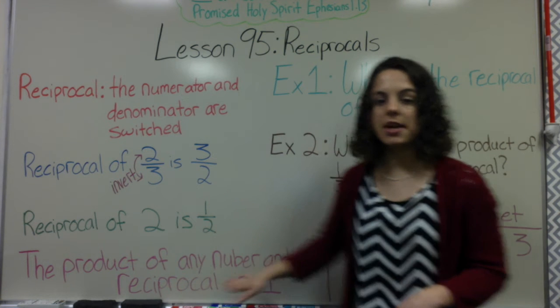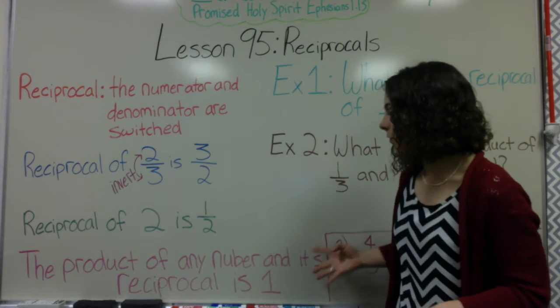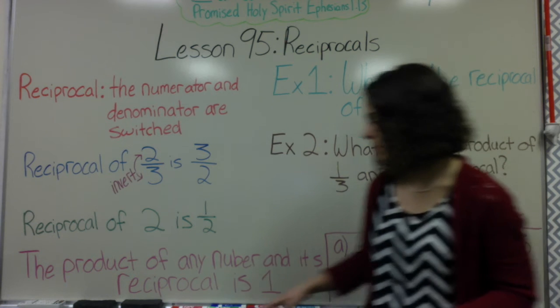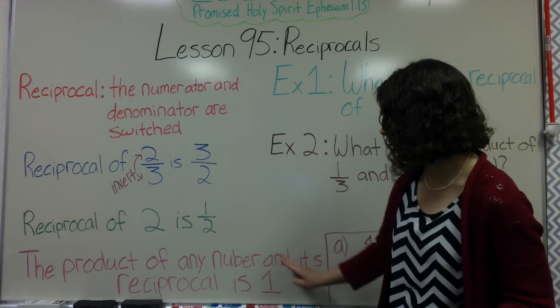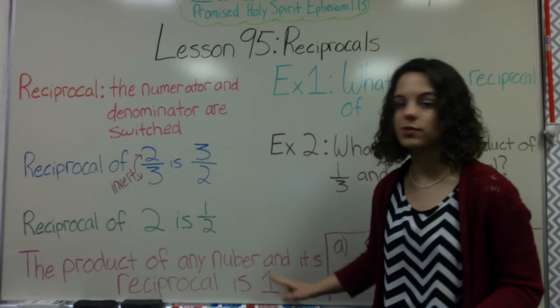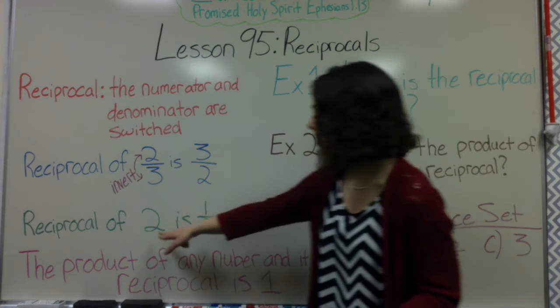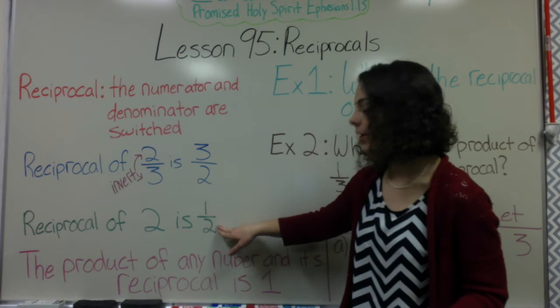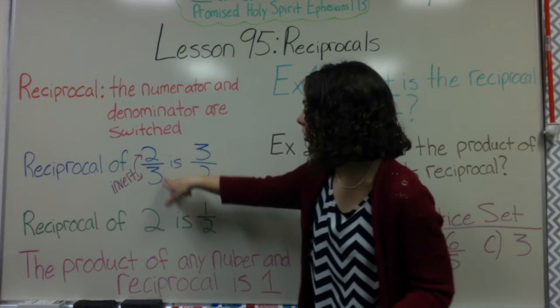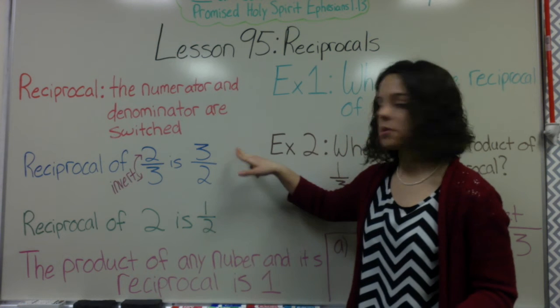And then a key important thing to remember for this lesson is that the product, meaning the answer to a multiplication problem, the product of any number and its reciprocal is 1. So if I multiply 2 times its reciprocal, 2 times a half is going to be 1. 2/3 times 3 over 2 is going to be equal to 1.